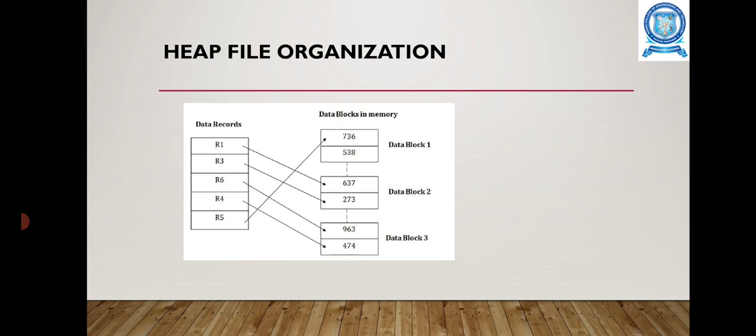This is the format of heap file organization. Here the first one is the data records, then the second one is the data blocks in memory. Each record is maintained in a block of memory, that is R1 is stored in data block 2, R3 is stored like this. The records are stored in the organization, not in an ordered file.